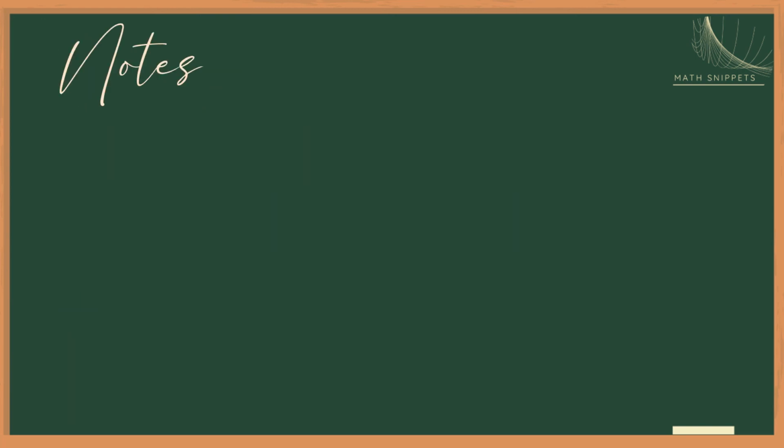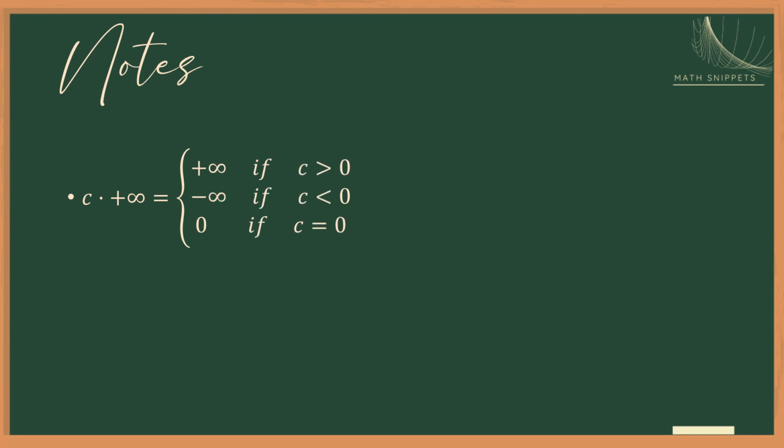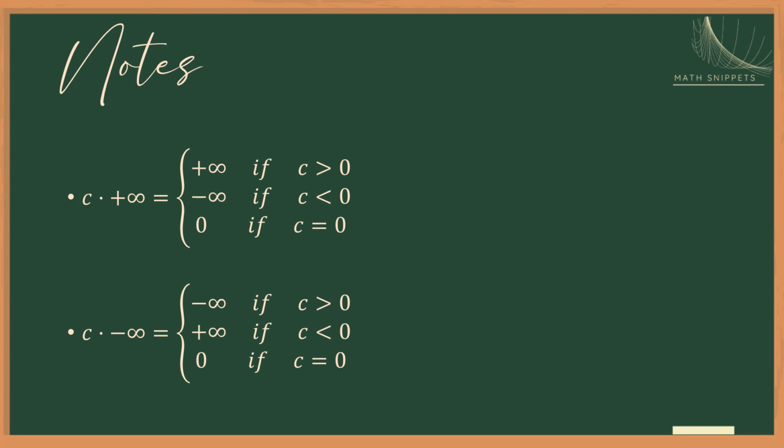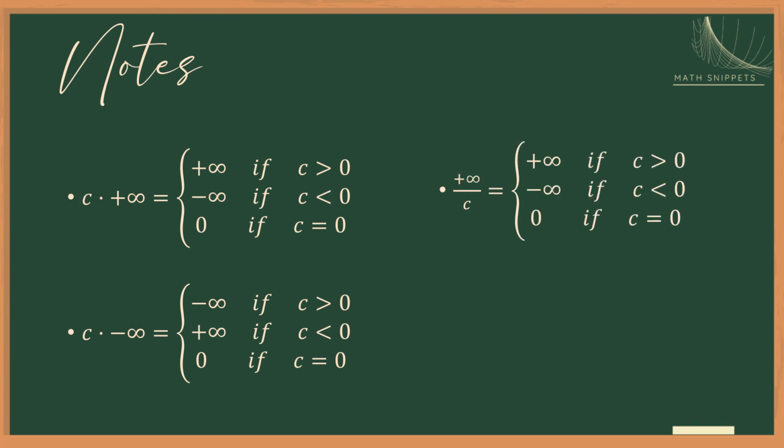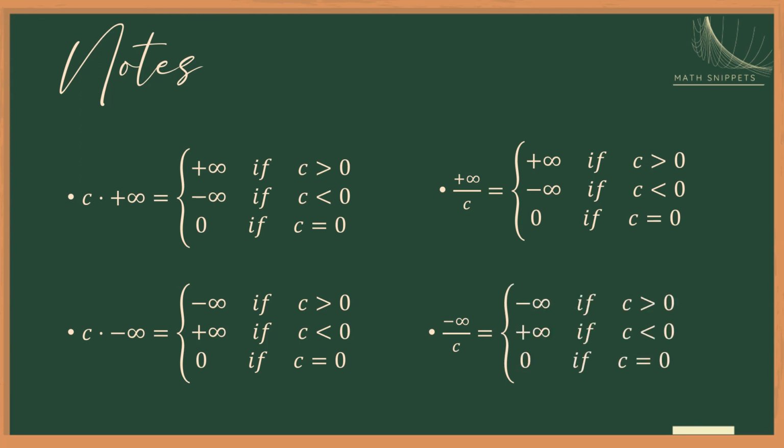So before we end, let me leave you with some very important notes. This is the property that tells you what happens when you multiply positive or negative infinity by a constant, or when you divide positive or negative infinity by a constant.